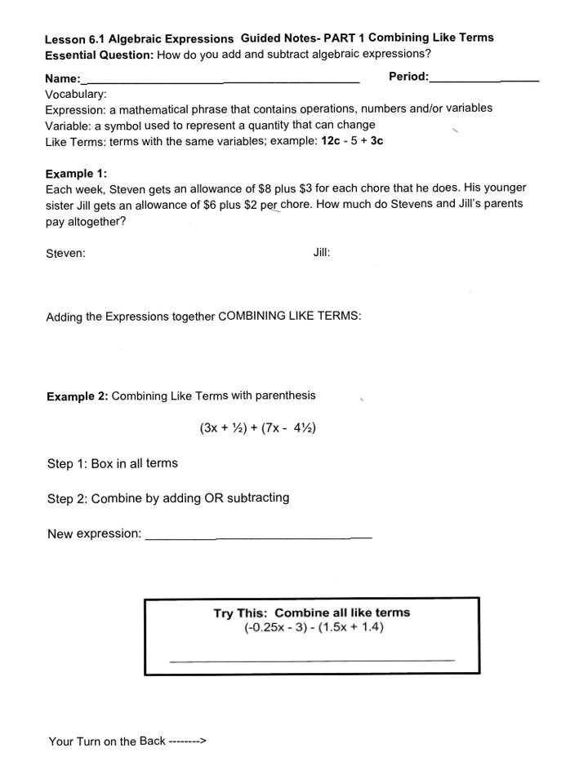We have 3 vocabulary terms for this video. Our first one is expression, which is a mathematical phrase that contains operations, numbers, and or variables. A variable is a symbol that we use to represent a quantity that can change. And then we have like terms. So since we're combining like terms, it's good to know what like terms is. And like terms are terms that have the same variables.